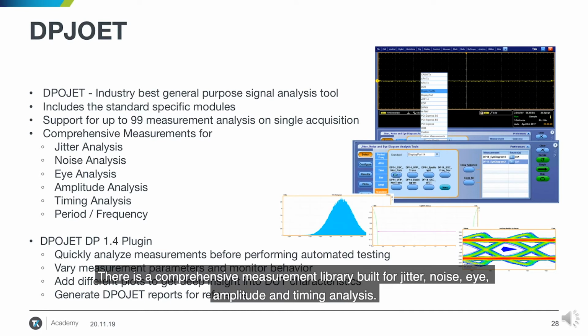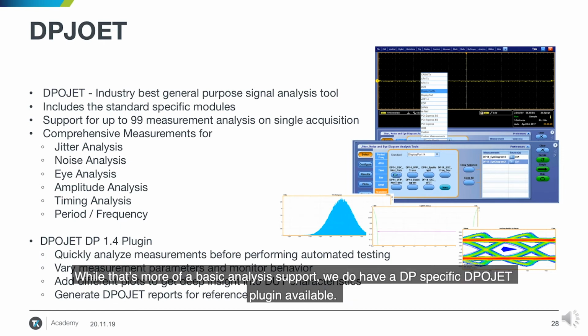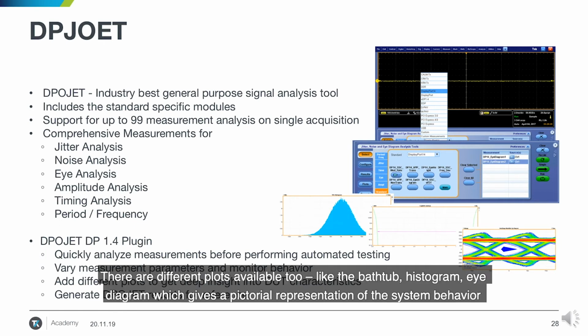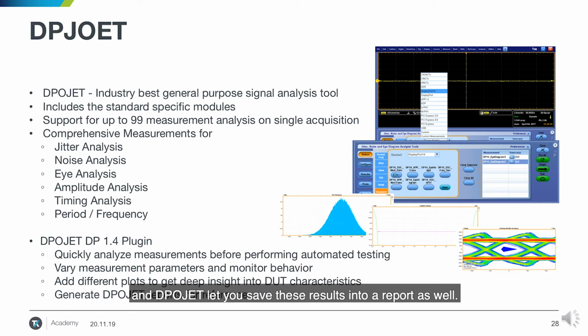There is a comprehensive measurement library built for jitter, noise, eye, amplitude, and timing analysis. While that's more of a basic analysis support, we do have a DP-specific DPOJet plugin available. Just add the failed DP measurement on the DPOJet, acquire the desired signal, and perform thorough analysis. There are different plots available too, like the bathtub, histogram, and eye diagram, which give a pictorial representation of the system behavior, and DPOJet lets you save these results into a report as well.